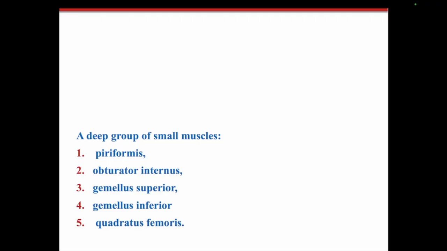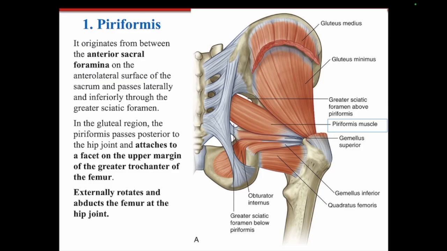The deep group of muscles includes the piriformis, the obturator internus, the gemellus superior and inferior, and the quadratus femoris. If you look at this picture, you cut the maximus, you cut the medius, and you still have the minimus. The first muscle here is the piriformis. We talked about its connection with the greater sciatic foramen. A lot of people may have a tight muscle compressing the sciatic nerve here.